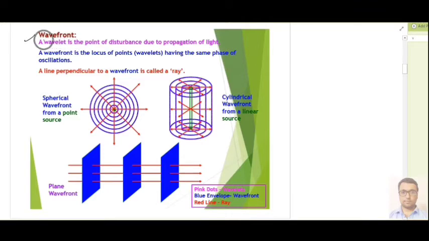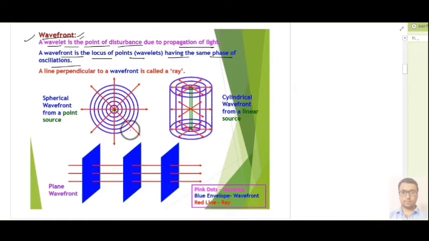In wave optics, the first topic we need to understand is the wavefront. So understand what the wavefront is. You can say that it is the front portion of the wave. In simple language, the front portion of the wave is your wavefront. So we can read its definition also. A wavelet is the point of disturbance due to the propagation of light. A wavefront is the locus of the points or wavelets having the same phase of oscillations.